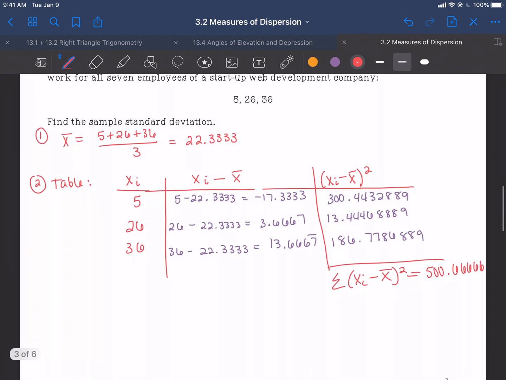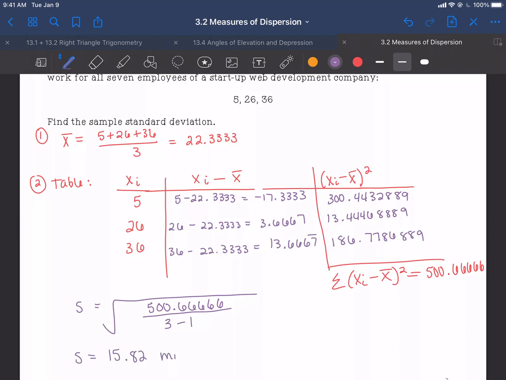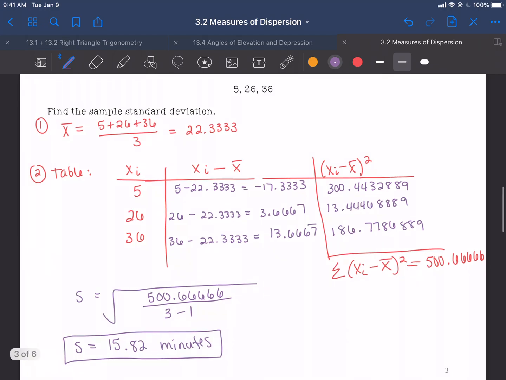All right. So the last thing we do is find the sample standard deviation by dividing that number by the number in the sample, which is 3 minus 1, and then taking the square root. So we get a sample standard deviation of 15.82 minutes. If we were doing that one in StatCrunch, we would just choose the standard deviation, not the unadjusted standard deviation.